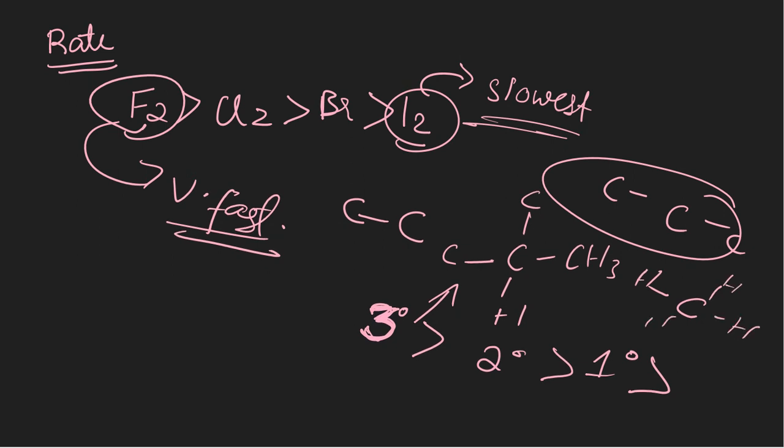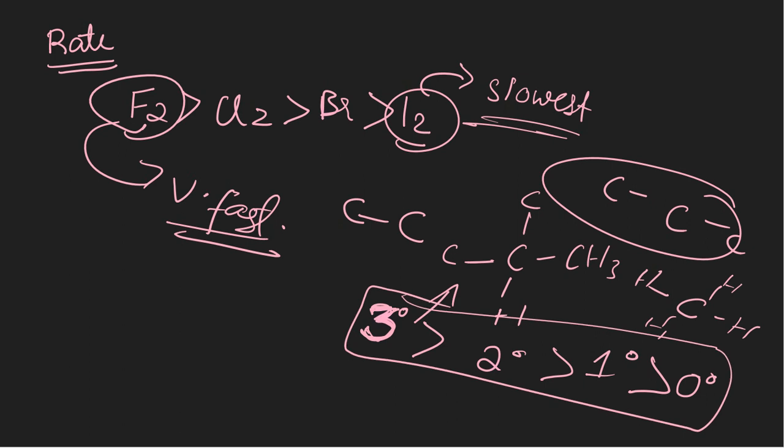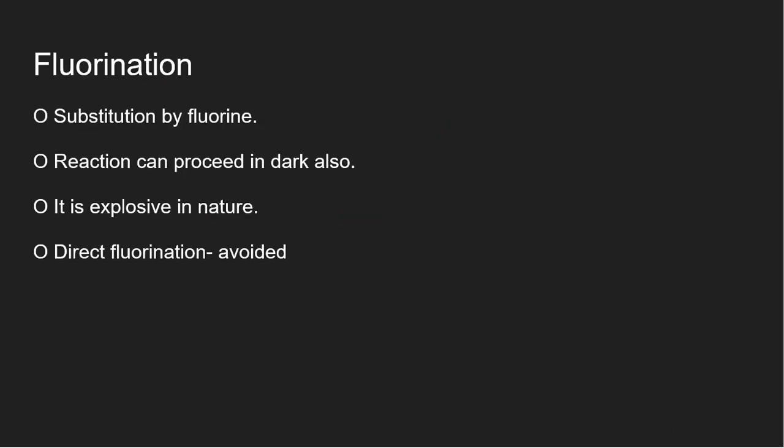And if your carbon atom is attached to no other carbon atom, only hydrogen atoms, which is methane, then it will be your 0th alkane. Okay, that is your rate of reaction. So your tertiary alkane will have the highest rate of reaction, and your secondary alkane will have a little bit lower than your tertiary alkane, and then the order continues in this manner.